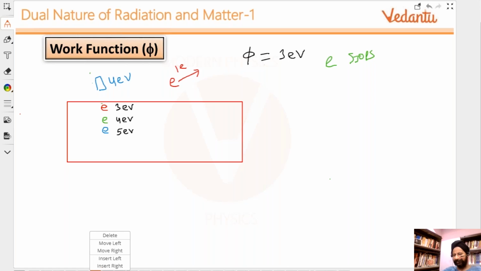But we'll use this energy to make the current flow in a circuit.